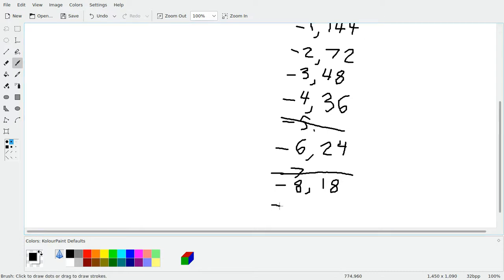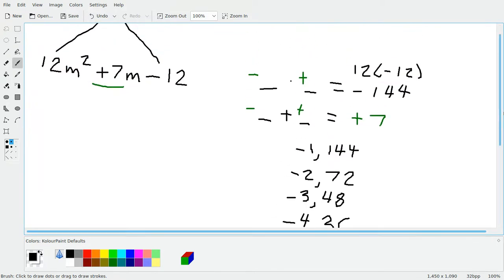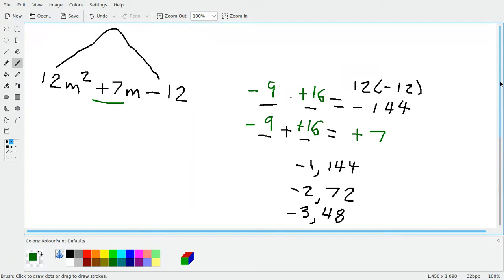Let's try one more. Negative 144 divided by negative 9 is positive 16. And what do you know? That negative 9 and positive 16 add up to positive 7, and they also multiply to your negative 144. Believe it or not, we've done the hardest part of the question now.